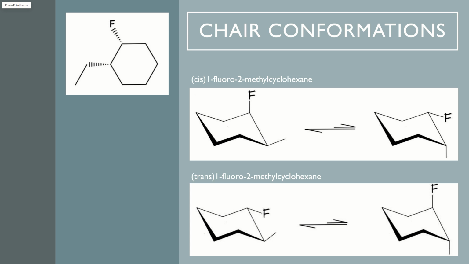Now considering these chair conformations in equilibrium. In cis 1-fluoro-2-methyl cyclohexane, the effects of the substituents cancel out, as one group must always be equatorial and one axial. However, the methyl group has a greater preference for the equatorial position compared to the fluorine, so the equatorial conformer is favoured at equilibrium. On the other hand, in the trans isomer, the effects of the substituents add up, and once again the di-equatorial conformer dominates.